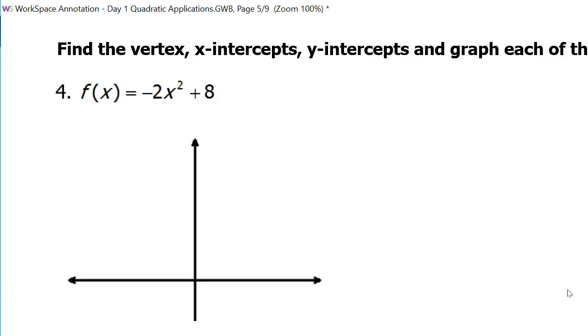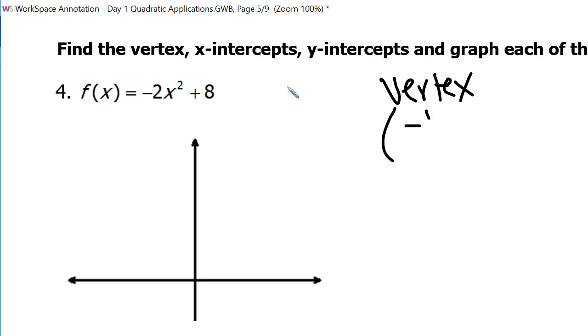Okay, moving on to these last problems. We're only going to do problems 4 and 5, but we want to make sure that we have some time to look at your homework. Not homework, but your test. So it says to find the vertex, x-intercept, y-intercept, and graph each of the following. So it first asks us for the vertex.